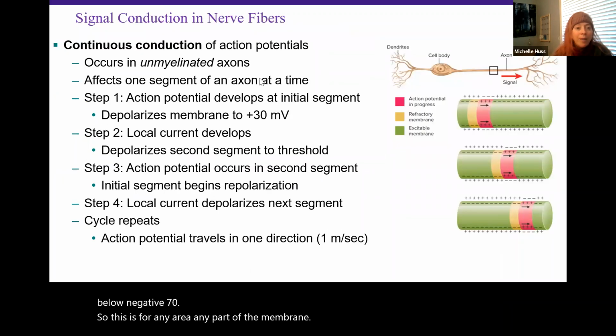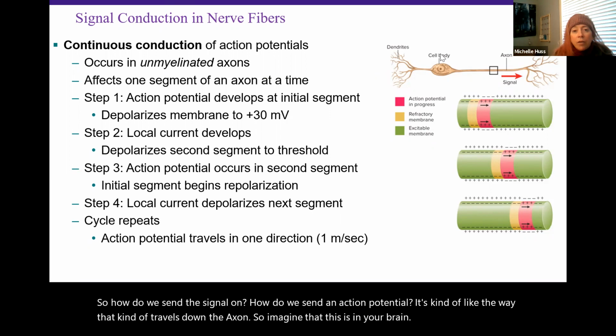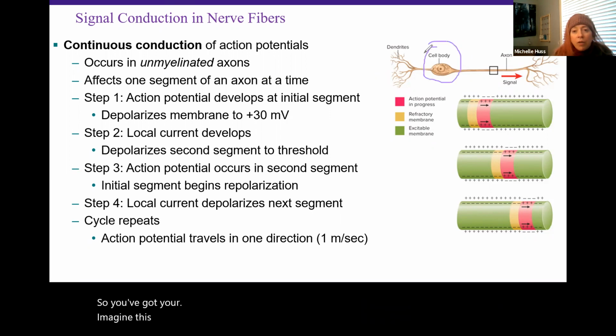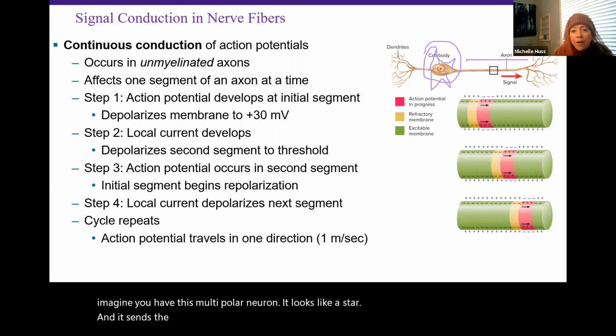So how do we send an action potential? Well, it's kind of like the wave, it travels down the axon. So imagine that this is in your brain. Imagine this is your multipolar neuron. This is actually a sensory neuron, but it's okay. Let's just imagine you have this multipolar neuron, looks like a star, and it sends the action potential down the axon, down to your soleus muscle.